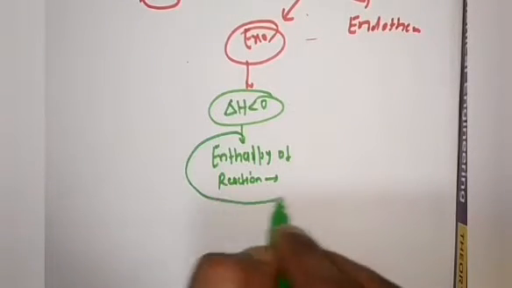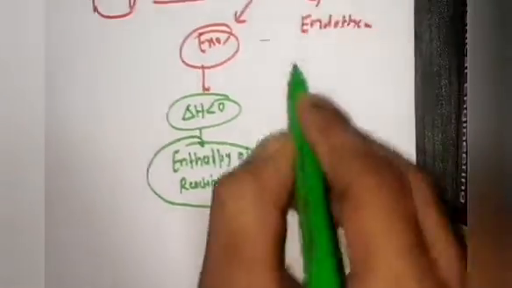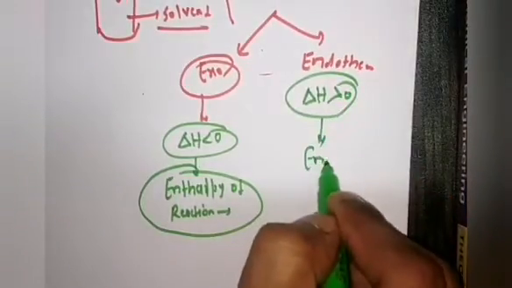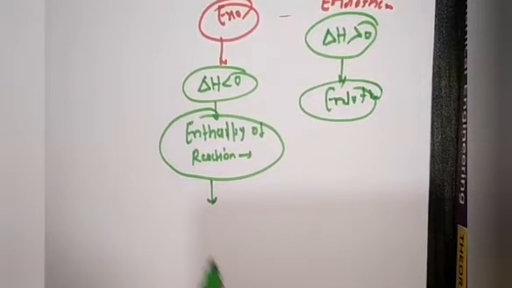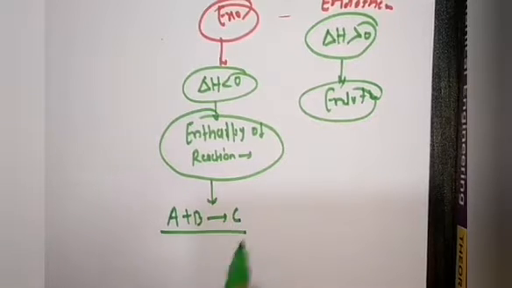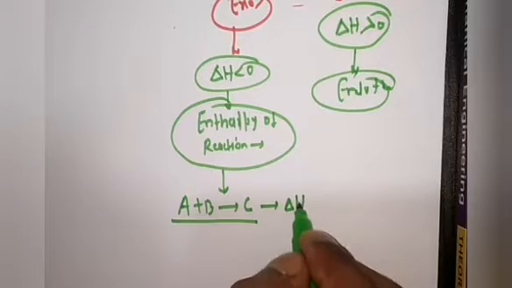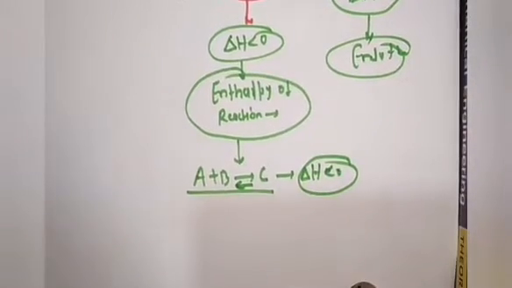So enthalpy of reaction is, if a chemical reaction is taking place, then if delta H is less than 0, then the reaction will be called the exothermic reaction, and if delta H is greater than 0, then the reaction is called the endothermic reaction. Now understand the concept. Just understand, if a chemical reaction A plus B is taking place and giving the product C. Now if the reaction is exothermic, means delta H is less than 0, what will happen? Here I am taking the reversible chemical reaction.